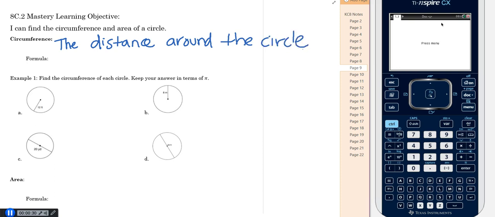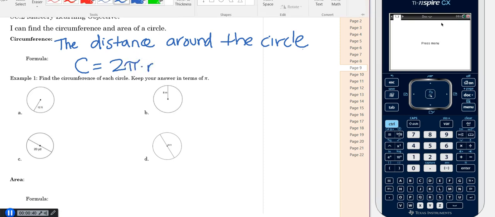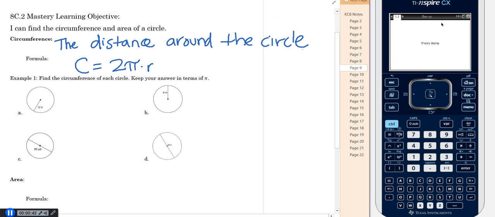Our formula for finding circumference, C represents circumference, and that's going to equal 2 times pi times r. And keep in mind that the r represents radius. Remember? So in parentheses here, I'm going to say r equals radius.